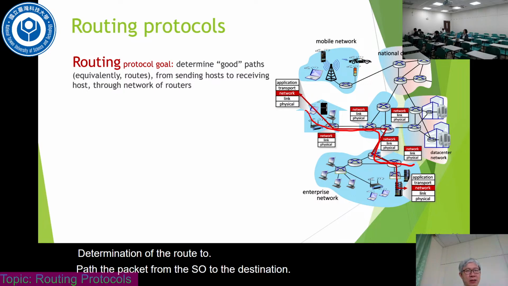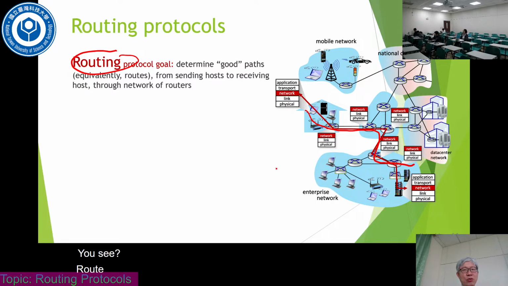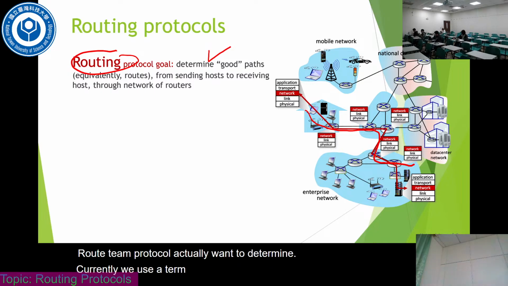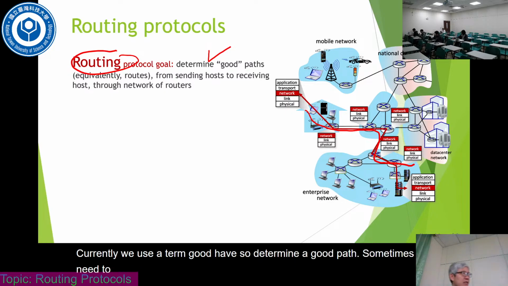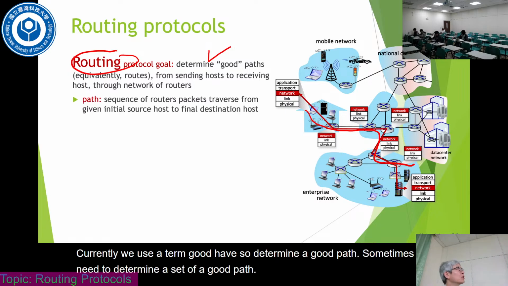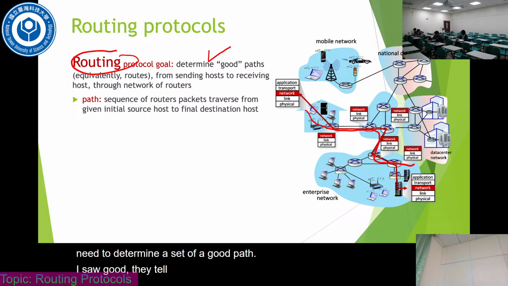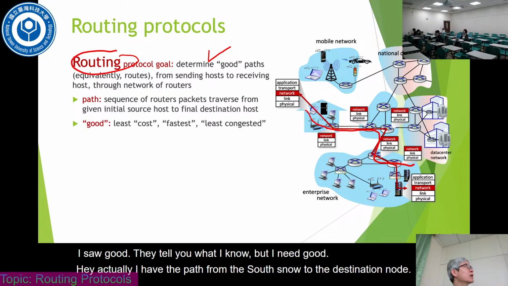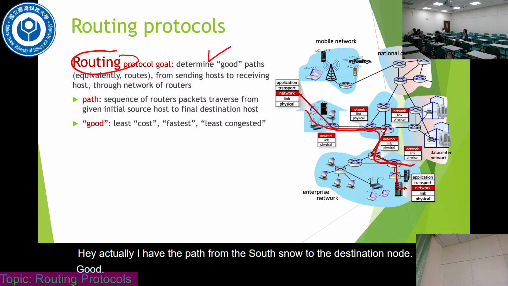You see, a routing protocol actually wants to determine, currently we use the term, a good path. So determine a good path. Sometimes we need to determine a set of good paths. Later, we will know what good means. Path, actually, is the path from the source node to the destination node. Good, so what does good mean?